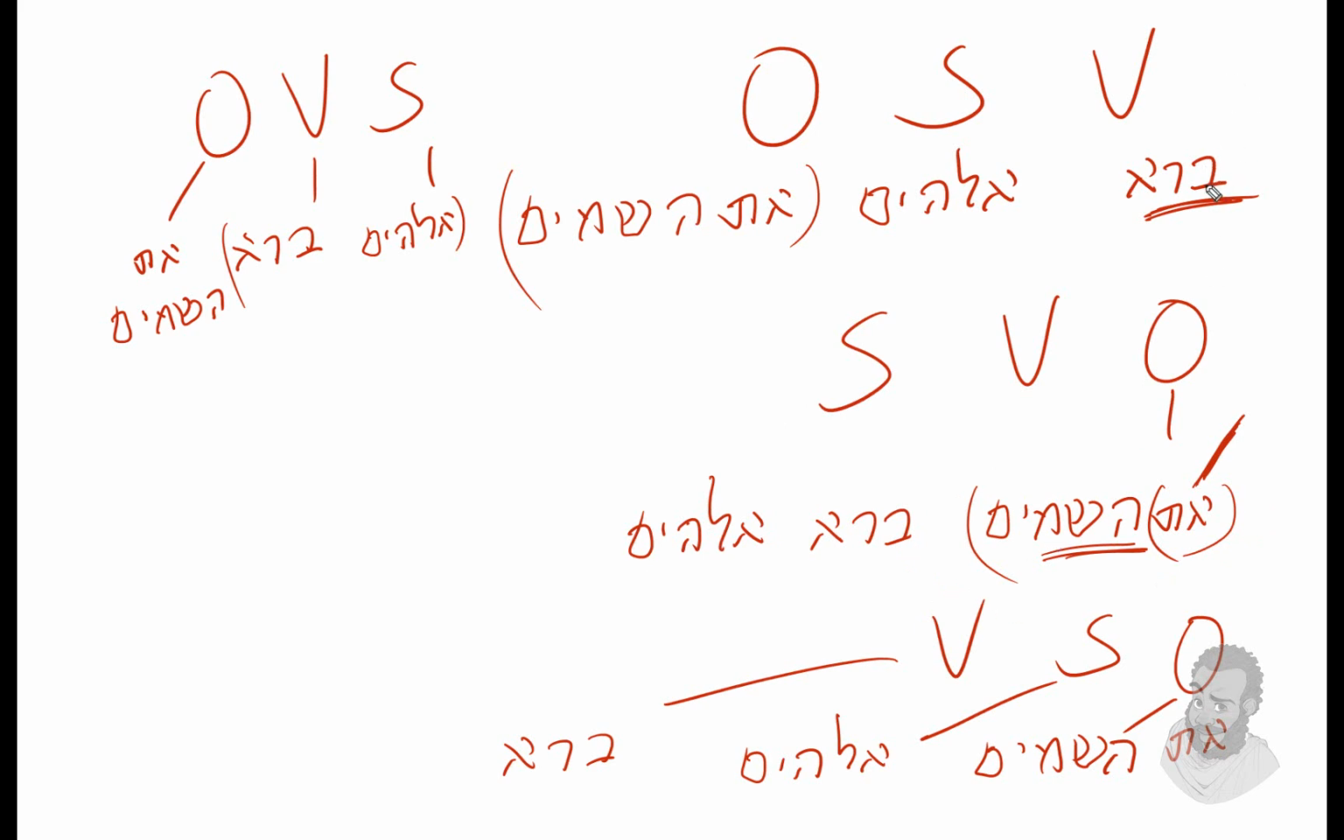Here, I have more stress on bara. Bara Elohim. So God is the focal point. He is the focus. Then I have, okay, so what did he create? Oh, he created the heavens. So in each of these, I want you to try doing the same thing. I'm giving you homework, yes.